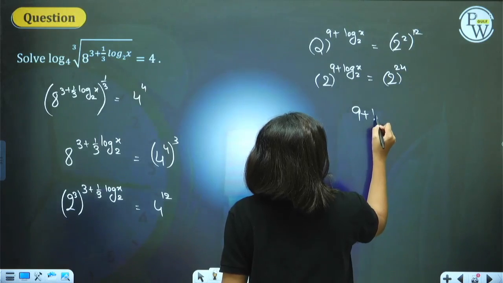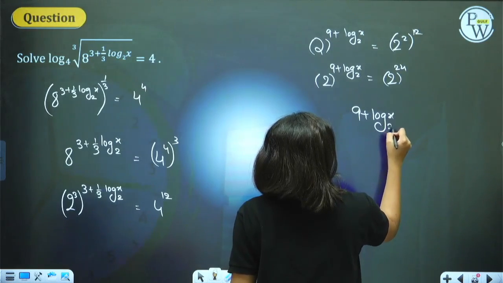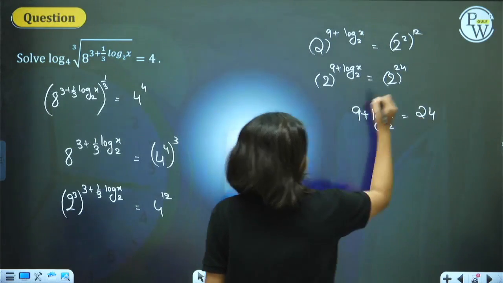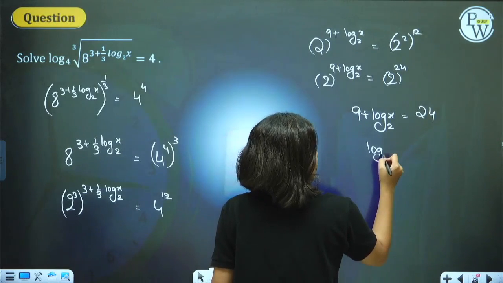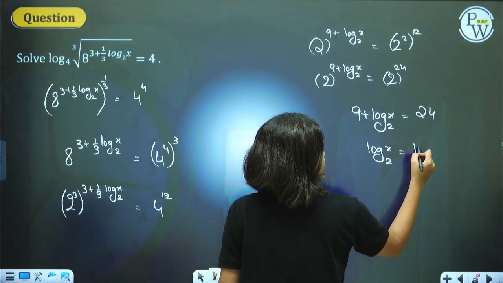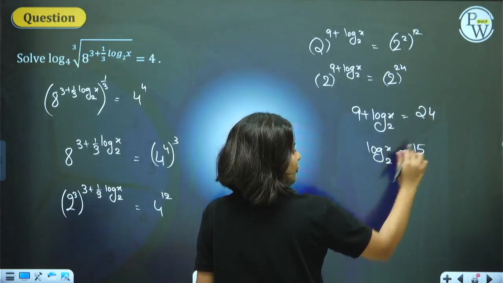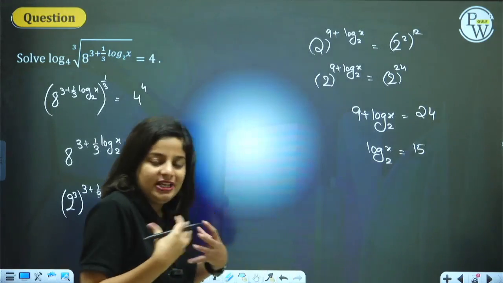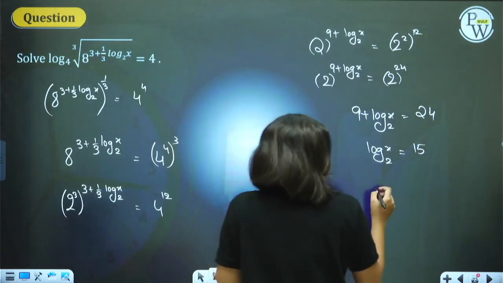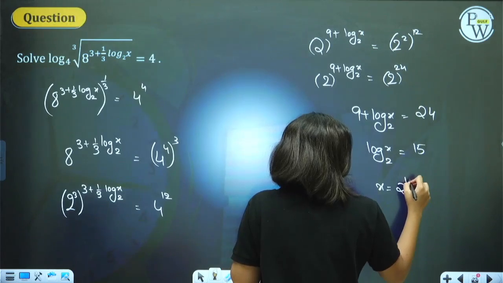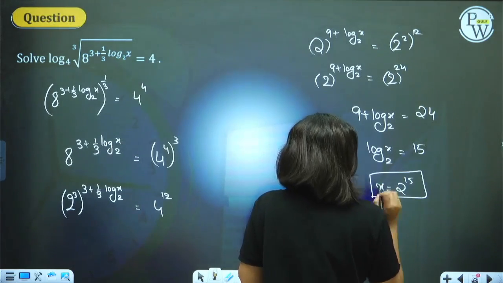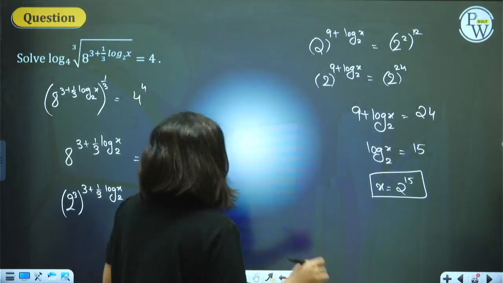9 plus log x to the base 2 is equal to 24. 9 on the other side. Log x to the base 2 is 24 minus 9, 15. Log to exponential. Finally, we need x. Log has to go. Bye bye to log. x is equal to 2 raised to 15. That's the answer. Done.